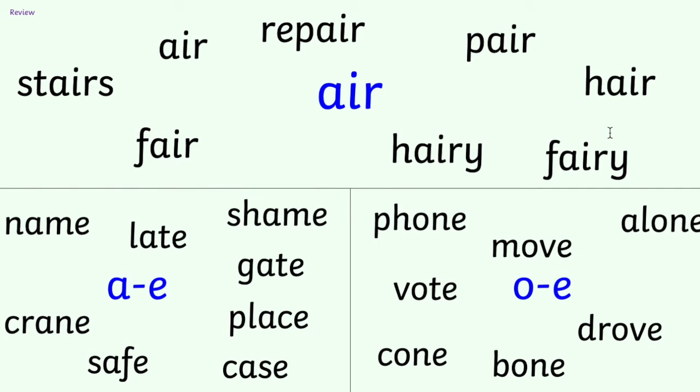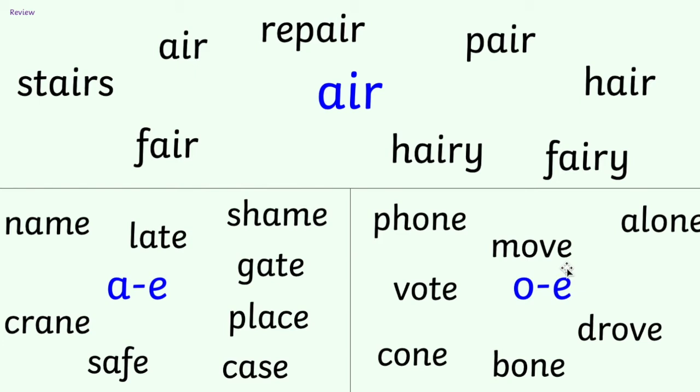Let's look at the split digraph AE then. We've got name, crane, safe, case, place, gate, shame, and late. And lastly, let's look at this split digraph OE. We've got phone, vote, cone, bone, drove, alone. And here those are all making the O sound. And then we've got a slightly different word, move, where the OE split digraph unusually is making the oo sound in move. There are some examples for you. I'm sure you've got your own.